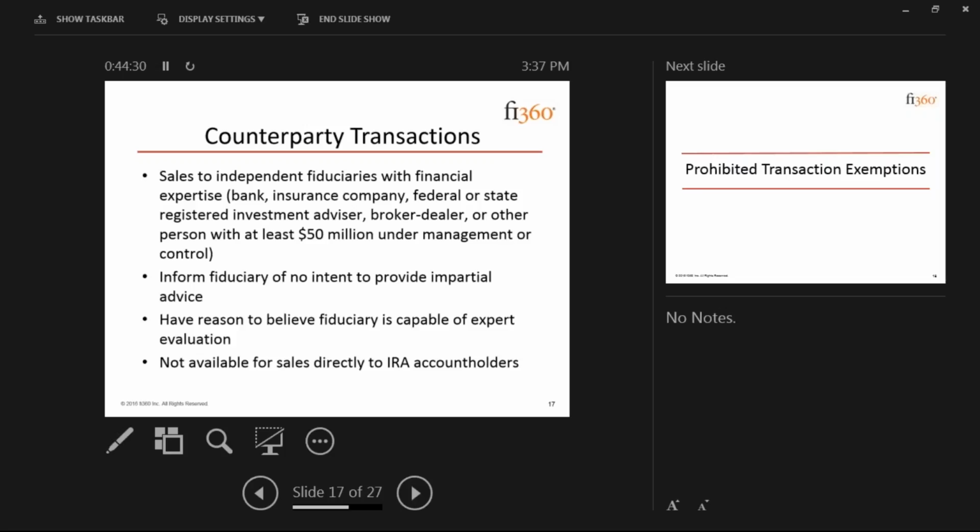With respect to your plans $50 million and under, moving forward under the new rule, you're going to be considered a fiduciary, period. And that's really the way the new rule has shaken out.